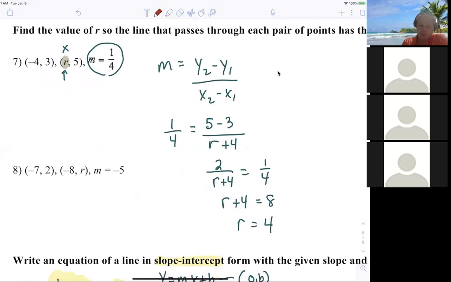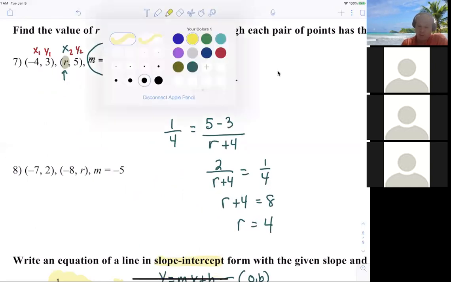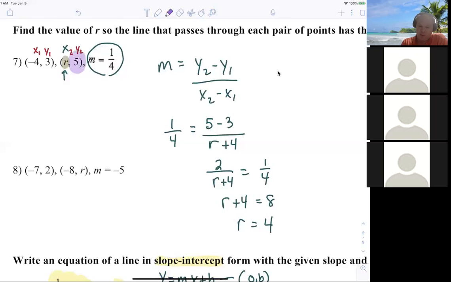Now, it's the same principle, right? This is x1, this is y1, x2, y2. So essentially, I'm not sure why they chose r, but I think it should be x, but it doesn't matter because we're simply subtracting, right? To find the slope, we're going to do y2 minus y1. So that's where I got 5 minus 3.